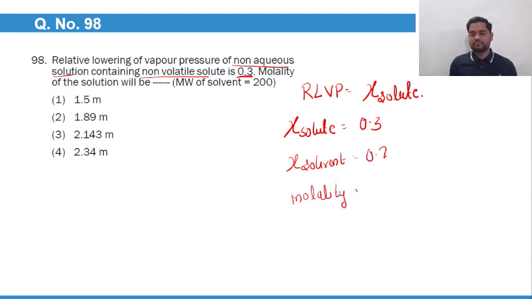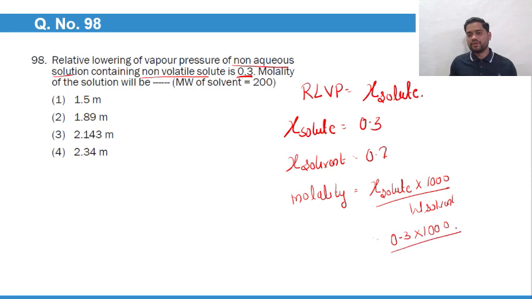Sure. What is molality? Molality will be equal to solute into 1000 whole divided by weight of solvent, so that is equal to 0.3 into 1000. Now weight of solvent will be equal to 0.7, because this is solvent and this is the mole fraction. So this will be 0.7 into molecular weight of solvent, which is 200. Okay, clear? So if you solve this, you will get the answer around 0.2. Okay, that is C1 gone, right?